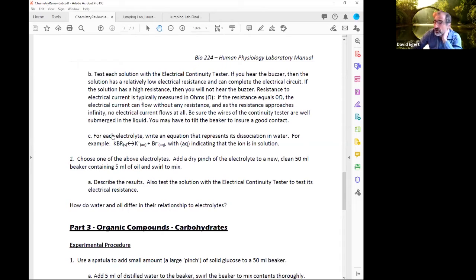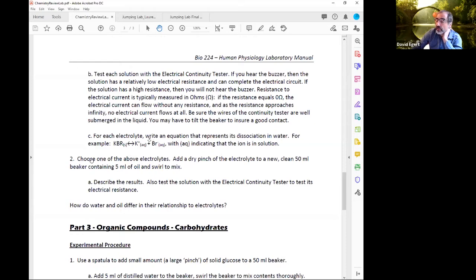It says for each electrolyte, so for each of them, you're going to say whether it buzzes or not. Then it says you also want to write the equation that represents the dissociation in water. For instance, potassium bromide becomes potassium ion aqueous plus bromide ion aqueous.